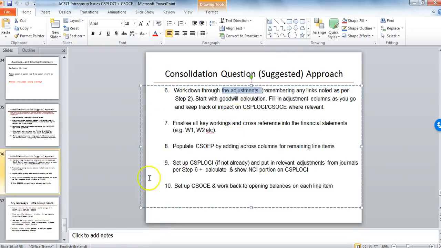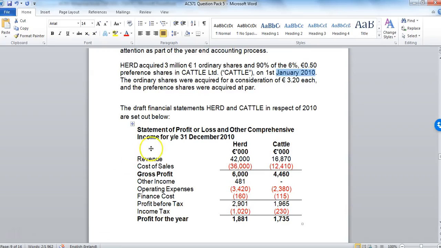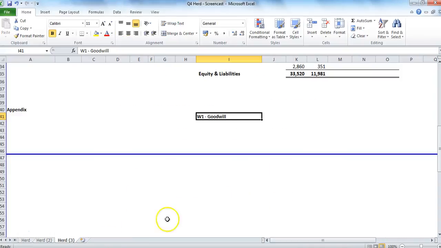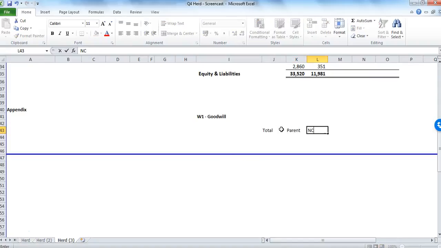So now that we've got that step sorted, we're going to start with the main workings of the question. Particularly the first thing you typically start with will be the goodwill working. So I typically leave the goodwill one here. I start with the total, and then I split that between the parent and the NCI. So for example, here we look at the investment slash the value for the NCI. So just split these out.